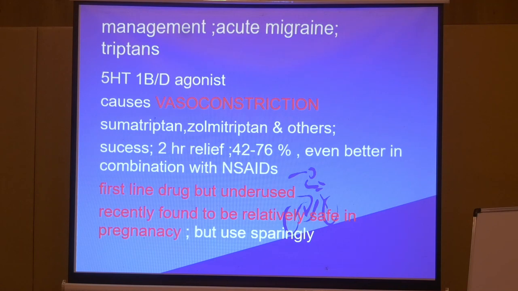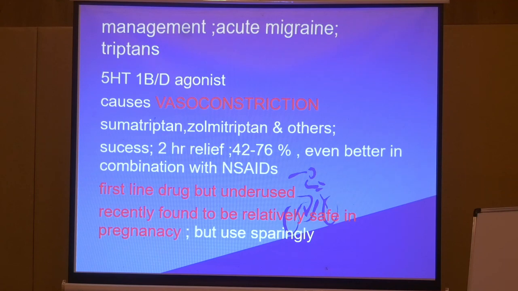Then the most important drug is the triptans for management of acute headaches. At present, we have two or three triptans available with us: sumatriptan, zolmitriptan, and eletriptan. But we still have three, four more which are available in the US. But they are all similar, maybe except for duration of action. The success is around 40 to 70% of cases.